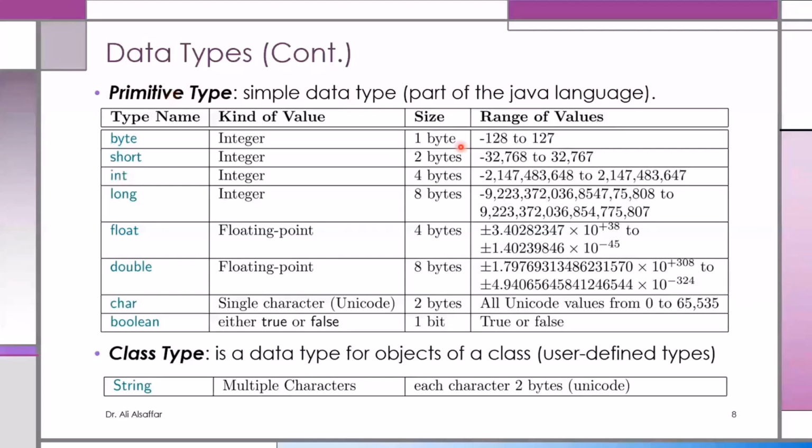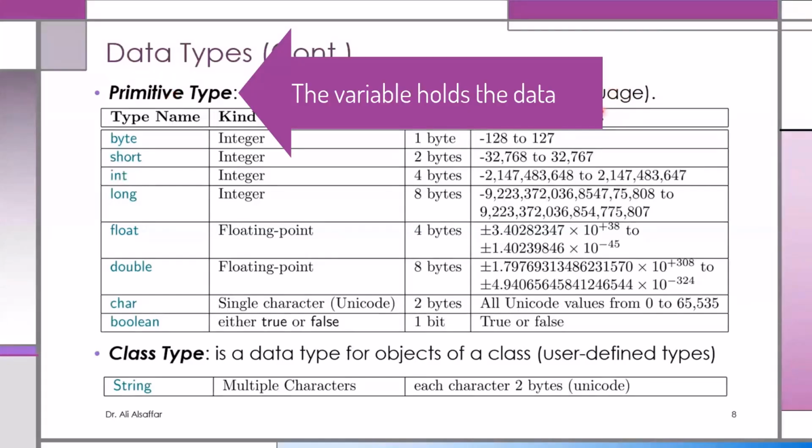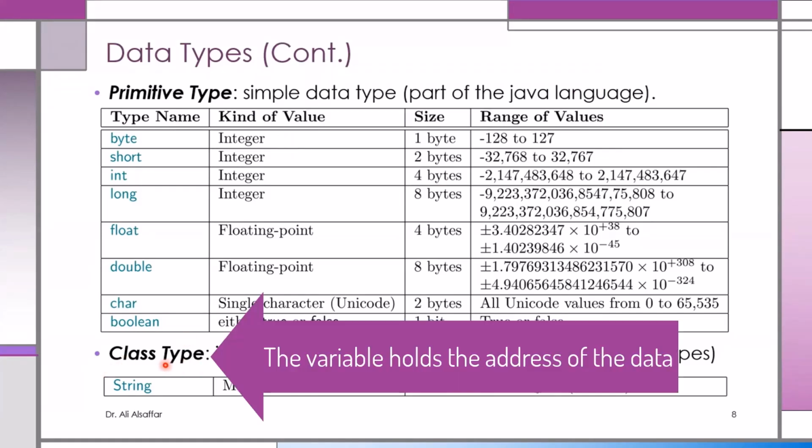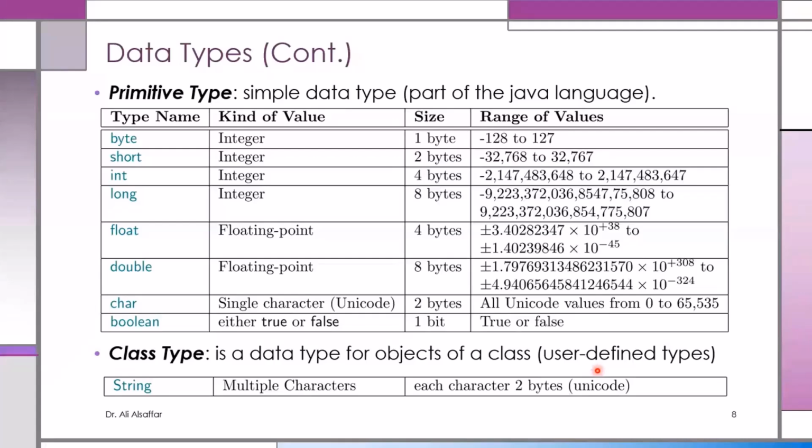When we say primitive, it means it is part of the Java system or part of the Java language. So it looks like something that comes with Java. But when we say class type, it means this is a new data type, not part of Java, but someone has made it, which is called user defined. Sometimes you need a data type that does not belong to any of these, your own data type. Then you have to define it. When you define a data type for yourself, it's called class type.